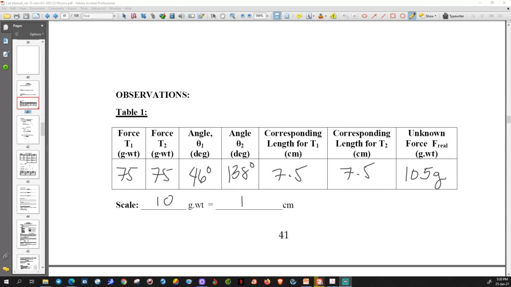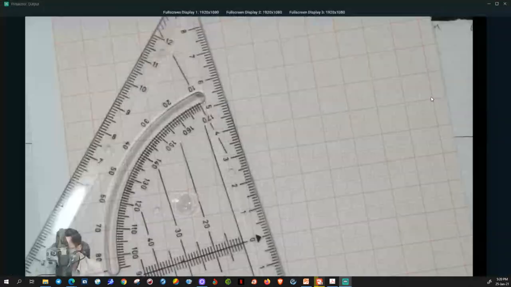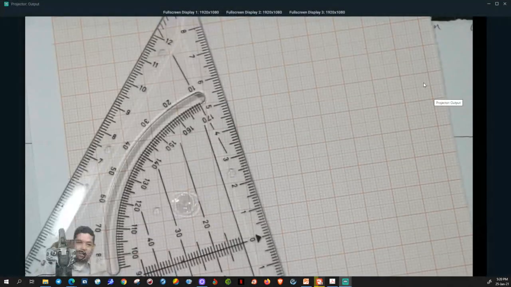Where should I project this one? It's not showing. There you go. There. Okay. Now it's full screen, finally.